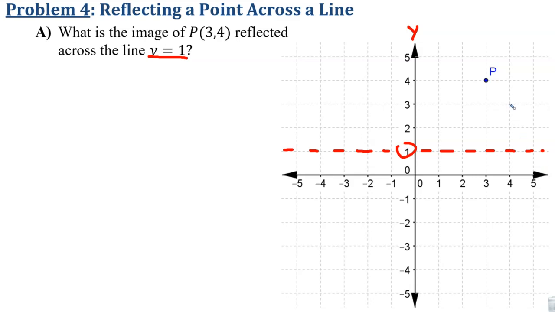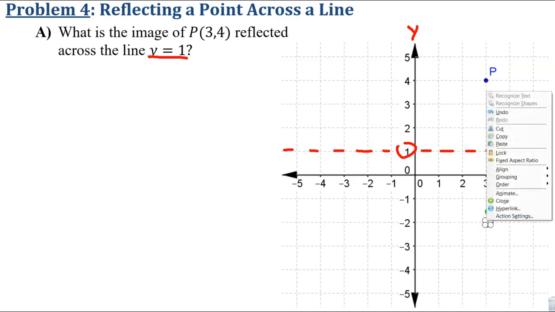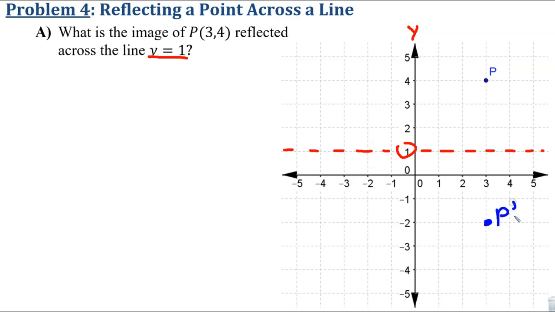And then to make that reflection happen, we'll figure out how far P, our pre-image, is from the line of reflection. It's 1, 2, 3 units away. So we'll just go 1, 2, 3 units in the other direction. Okay, there's my P prime. There's my reflected image. Okay, part B is the same idea. Why don't you take a minute, pause the video, work through that, and make sure you check your answer before we move on.